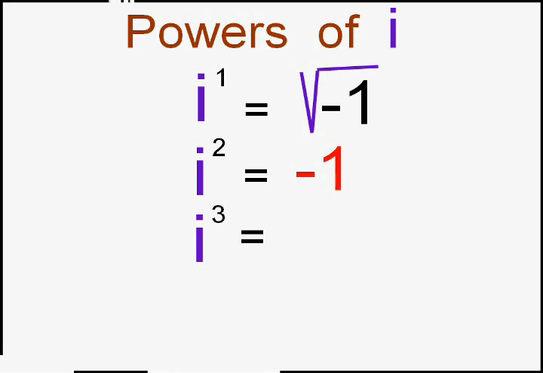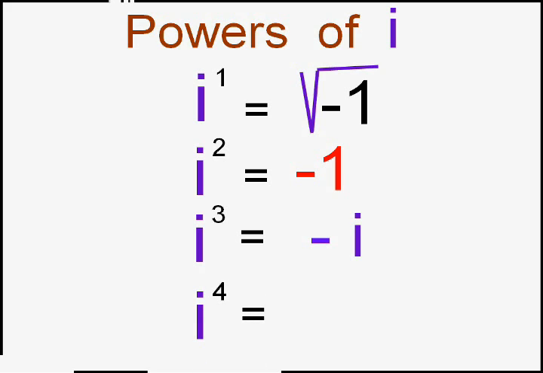i to the third, well, let's break it up. i to the third would be i squared times i. Well, i squared is negative 1, and i to the first is just i, so i to the third would actually equal a negative 1i. And that would, of course, make it complex, because the exponent would turn back into a 1, wouldn't it?